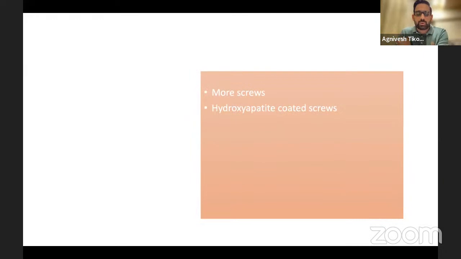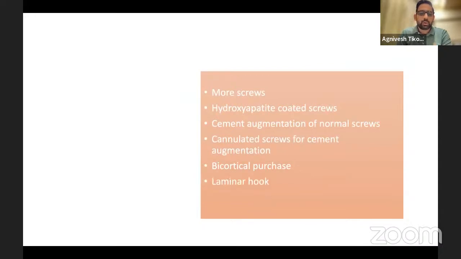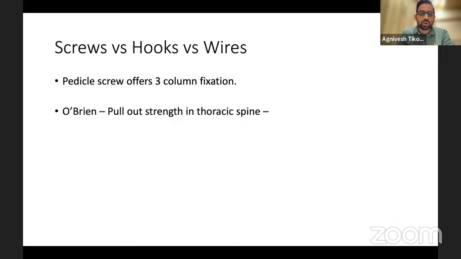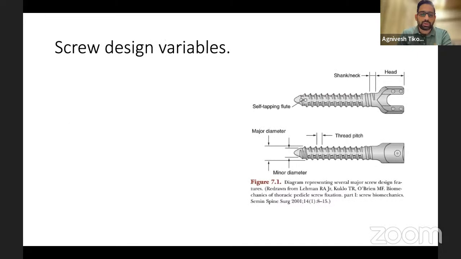So to tackle these osteoporotic spines, you need to put more screws to fix the fracture. You can use cement augmented screws. You can use bicortical purchase. It's a clinical, slightly technically demanding thing. You can use hooks because lamina have better hold than the cancellous bone of the vertebral body, or you can use sublaminar wiring. So pedicle screws offer 3-column fixation, but the hooks and wires offer only 1 column, but that column is the strongest. And that is what works in osteoporotic spines.